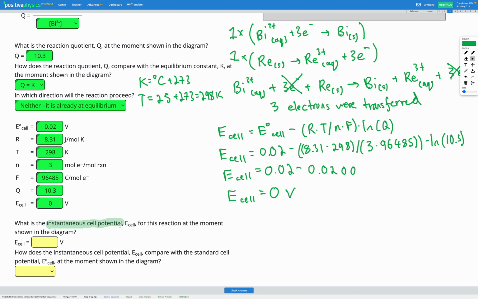So what was the instantaneous cell potential? Well, it was 0 in the end. And that makes sense because K and Q are equal to each other. It's in equilibrium. That means neither the forwards nor backwards reaction is happening. So our E cell must be 0. Finally, we need to compare E cell with the standard cell potential at the moment shown in the diagram. Well, in this situation, we said E is 0 because Q is equal to K. So this equation was used to verify what we did conceptually in the previous skill.